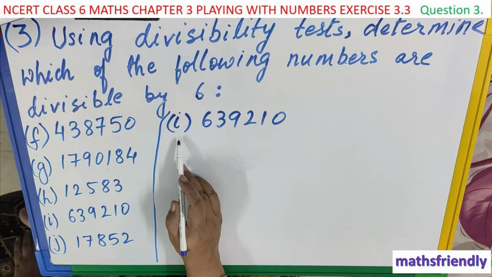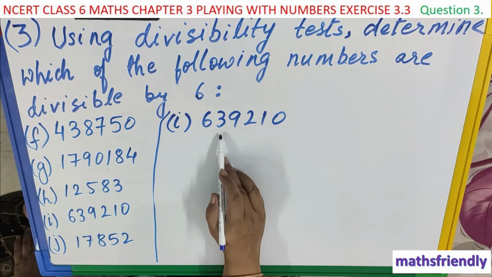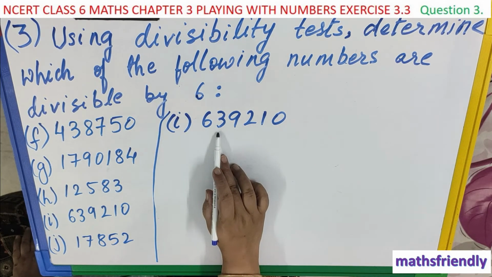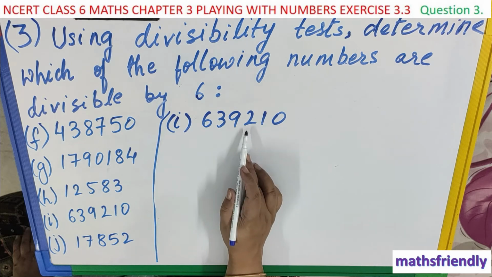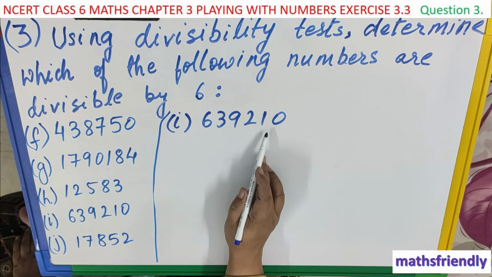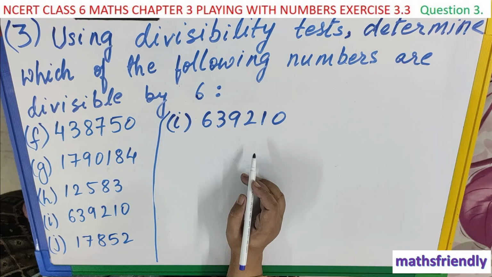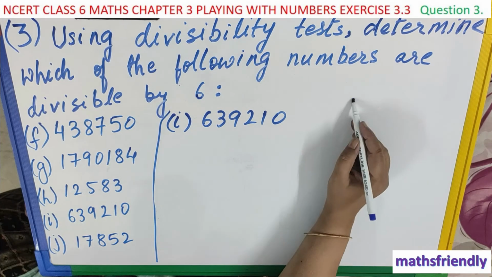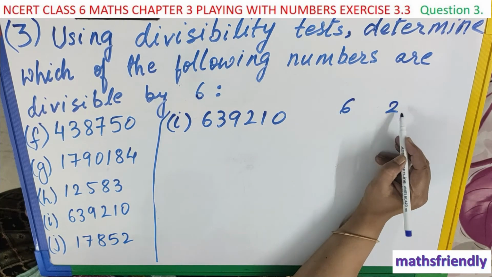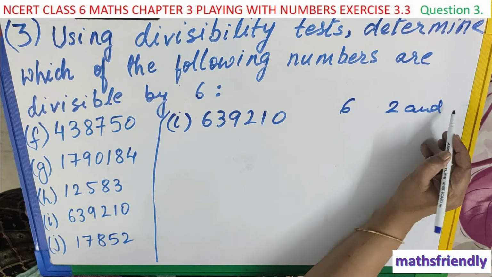The next question is question number I. What is in this question? 639,210. We have to check its divisibility by 6, right? For that it should be divisible by both 2 and 3.